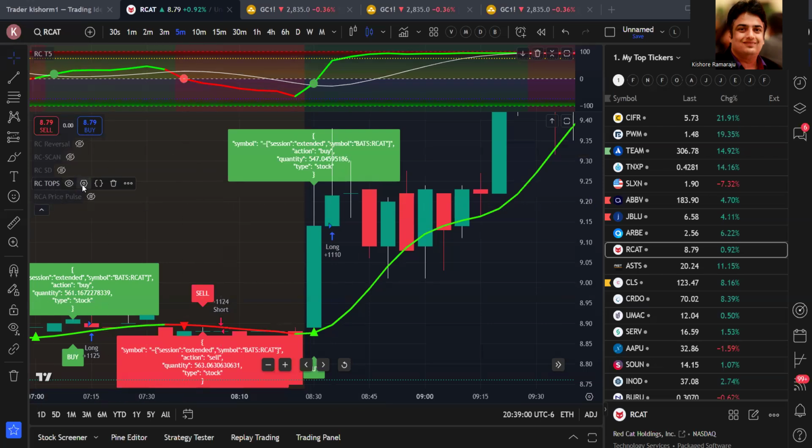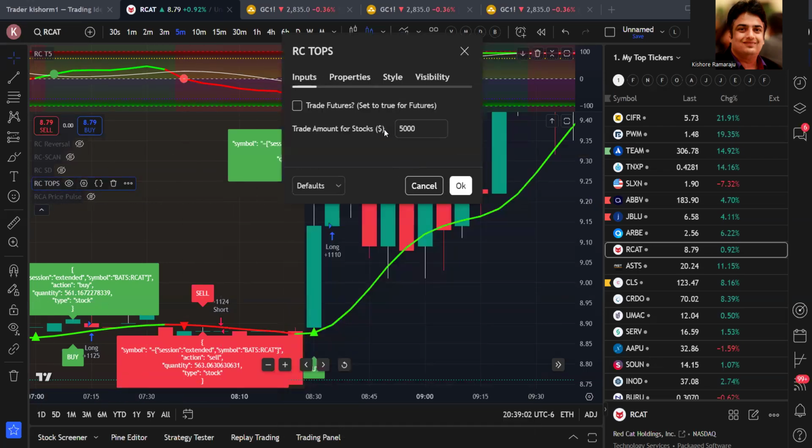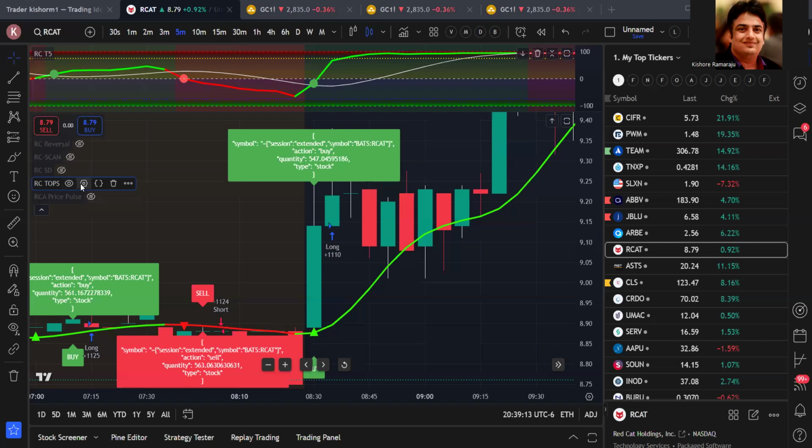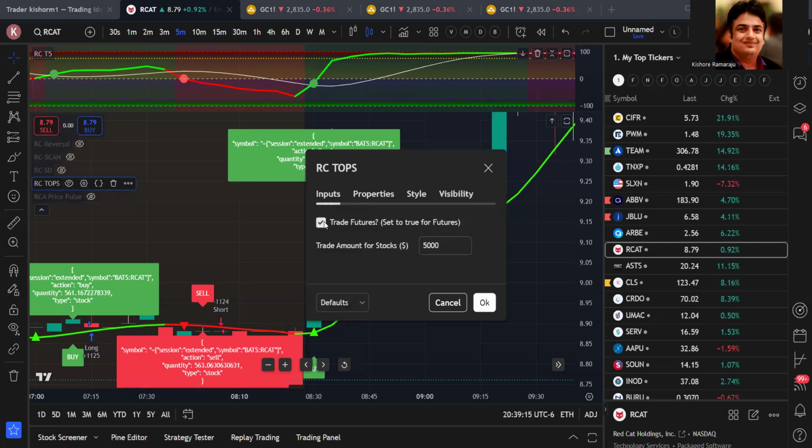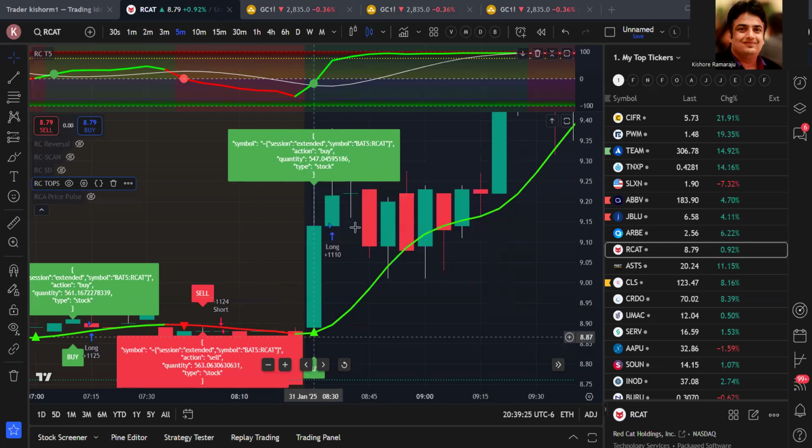Because we kept the setting that I want to use $5,000 for every stock I want to buy, based on that 5,000 it will use the same consistent position size for all the stocks. So you can trade stocks or you can trade futures. If you say futures, it will only take one contract at a time. If you say you want to trade stocks, it will use $5,000 and buy whatever stocks you get for 5,000, based on the trend.